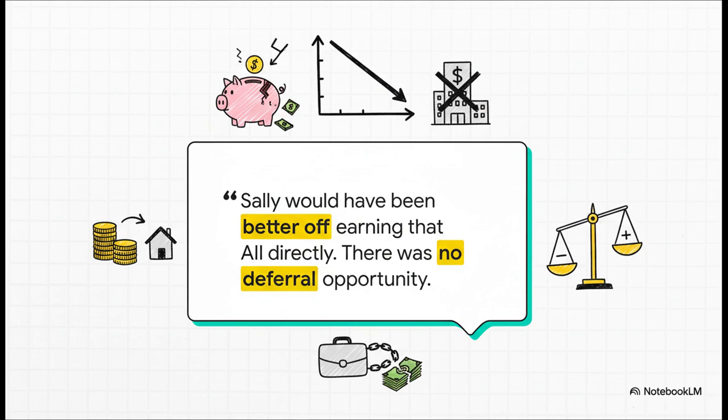And that quote on the slide really sums it up perfectly. In this case, Sally actually ended up with less cash in her pocket by earning the income through the corporation. The system worked. In fact, it worked so well that it didn't just eliminate the deferral advantage, it created a slight tax disadvantage. The incentive to use a private corporation as a personal investment vehicle has been effectively removed.